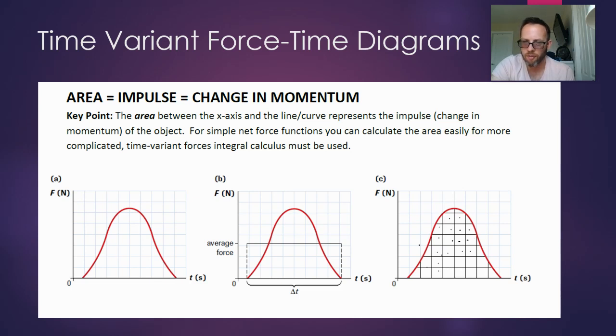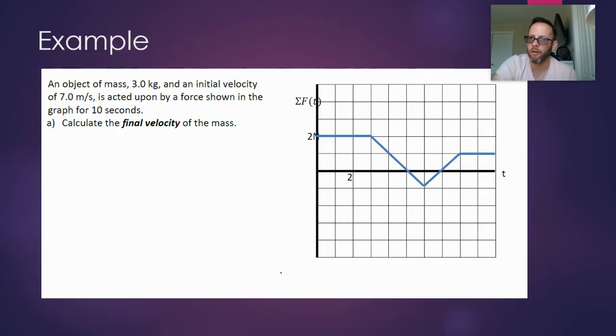With a couple extra tidbits, I'd say maybe the area under that curve was maybe 25 or 26 Newton seconds, and we have the change of momentum. We're going to do an example where we can calculate the area because the force profile just has simple geometric shapes. So here we have an object of mass 3 kilograms, an initial velocity of 7 meters per second. We want to find the final velocity.